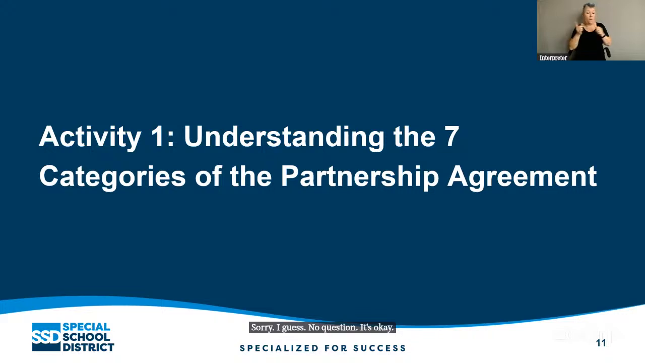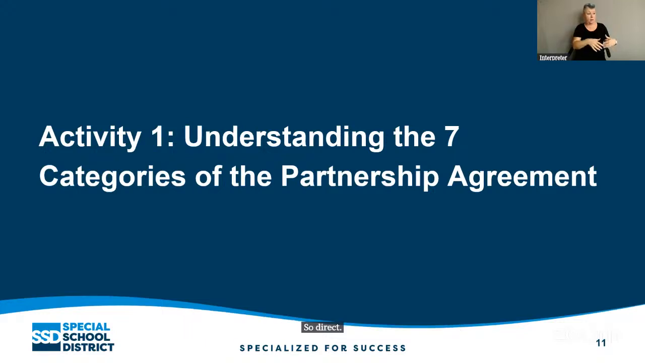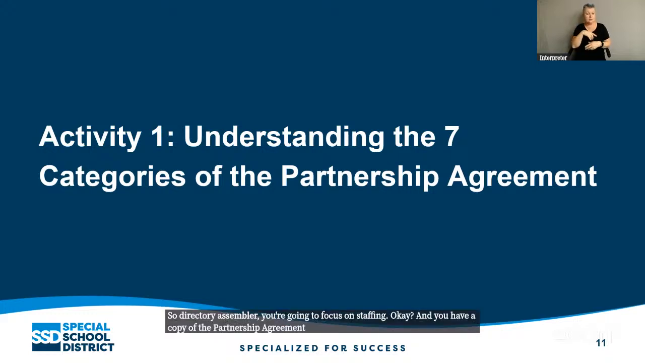So first, we can stay seated at the table because you're gonna need to do a little bit of writing. I was gonna put you in groups. Director Sartorius and Mueller, you're going to focus on staffing. Okay, and you have a copy of the partnership agreement. Director Staten and Director Asner and President Potroff, you are going to focus on section 3, which is collaboration of resources and responsibilities.